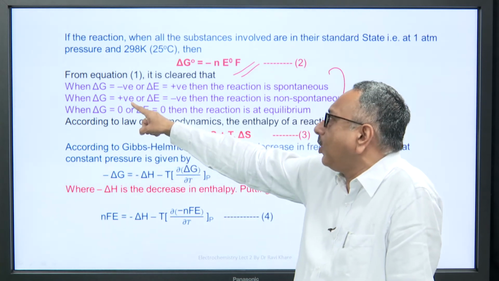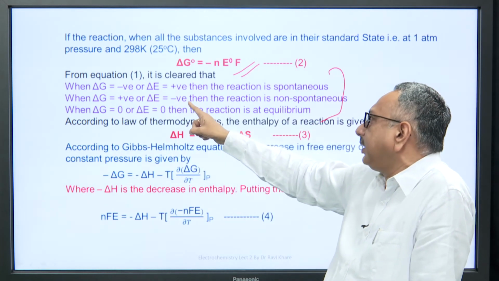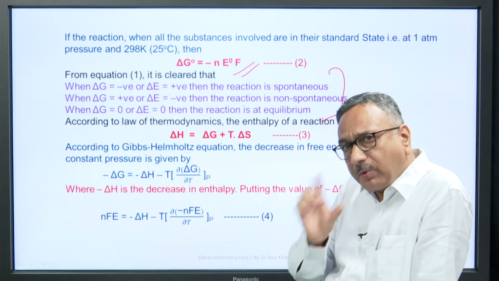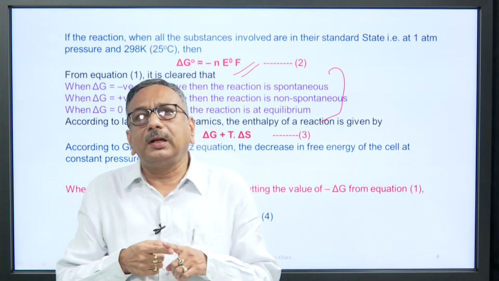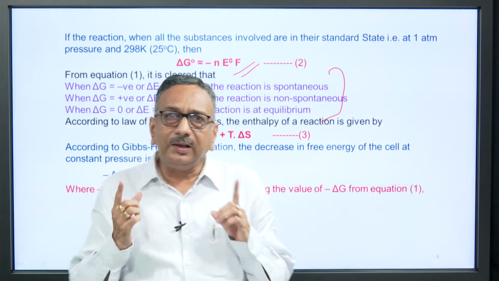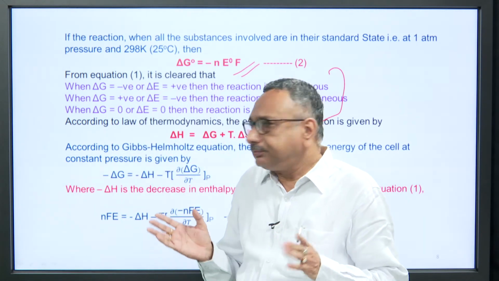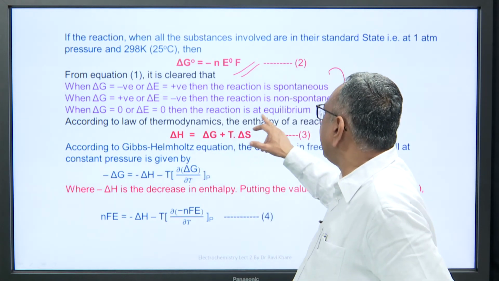When delta G is positive or delta E is negative, then the reaction is non-spontaneous, means the reaction is non-feasible, the reaction will not take place. When both values are 0, then it implies that the reaction is at equilibrium.